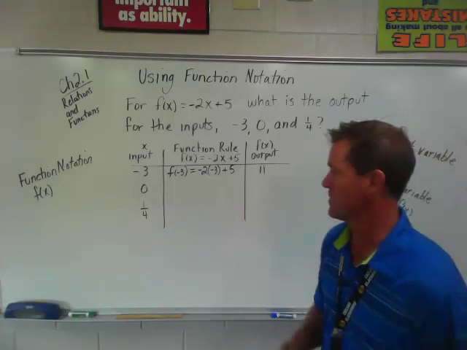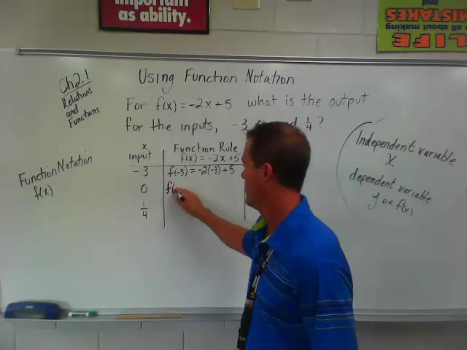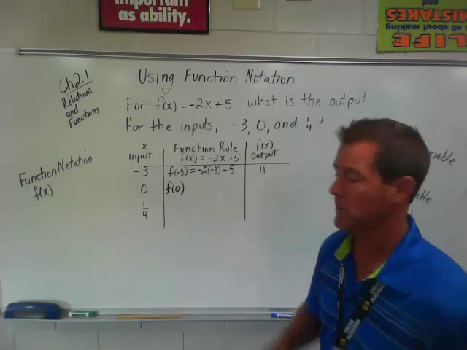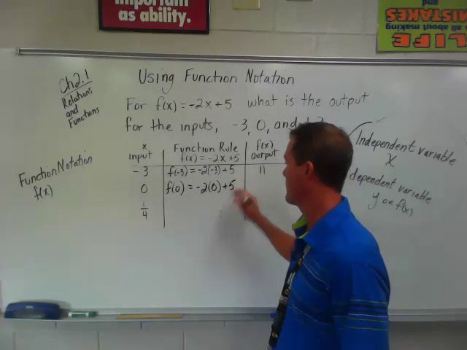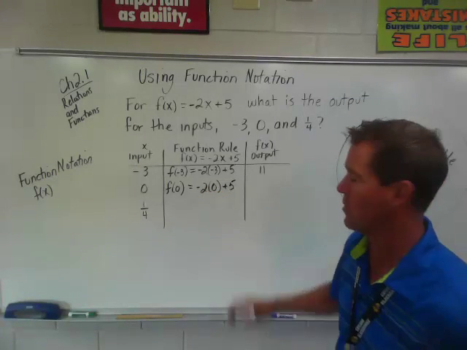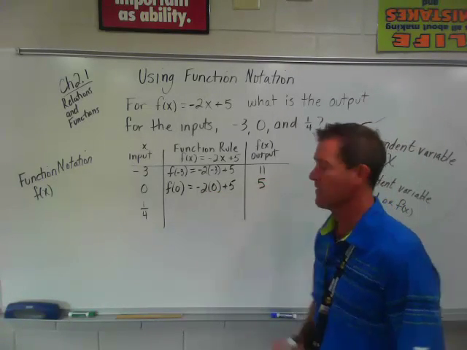So I'm going to do that for the next one as well. My notation, f of 0, I'm going to go over to the machine. I'm going to drop a 0 in for x. So negative 2 times 0 is 0. I add 5 to it, and I get 5.